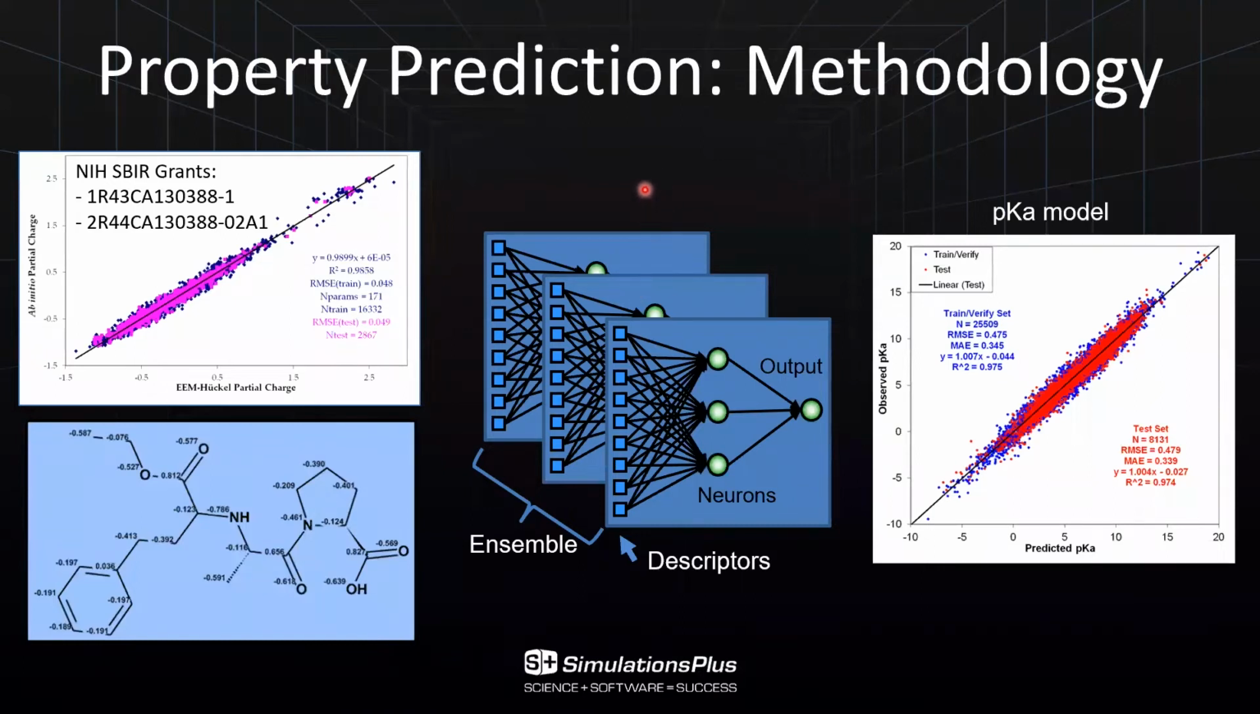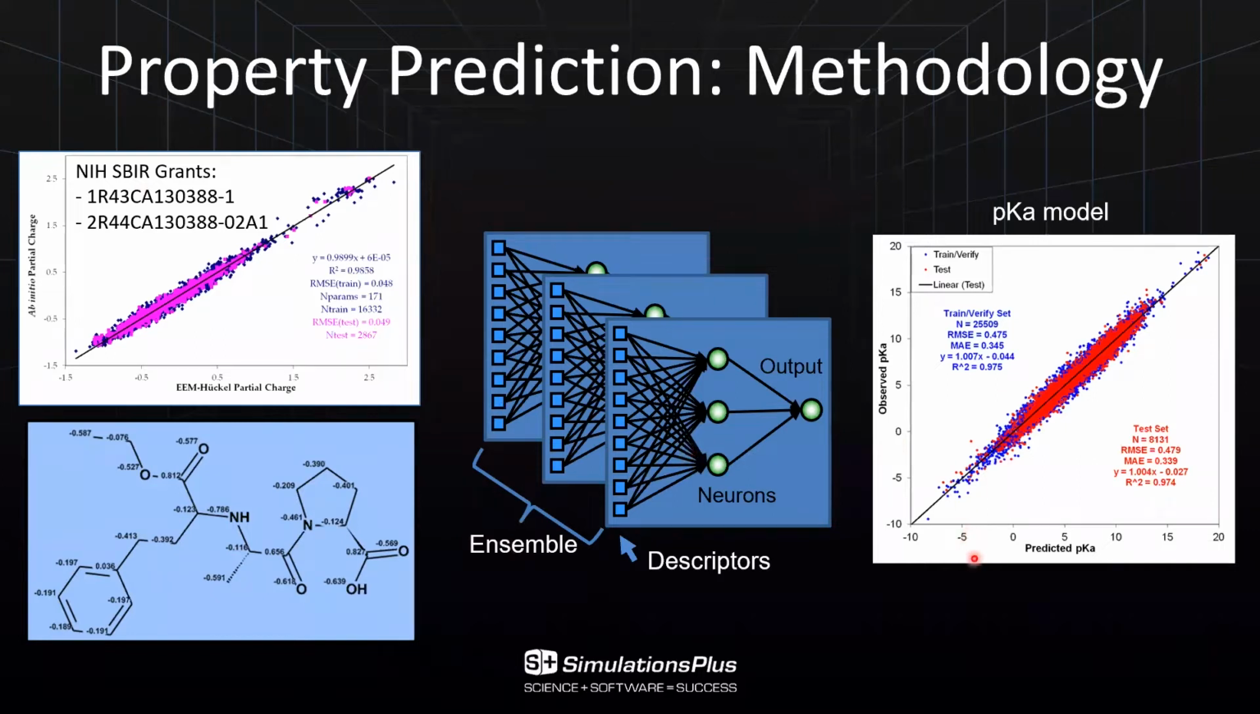Our property predictions are based on neural network models built using training data from collaborations, commercial databases, and literature. We start by generating our molecular and atomic descriptors, then build collections or ensembles of models where final predictions are based on the average of the individual predictions within the ensemble.